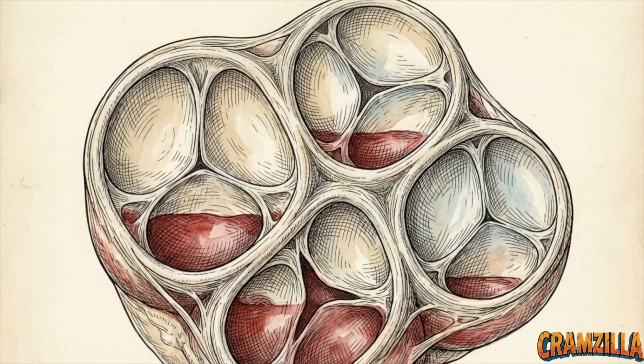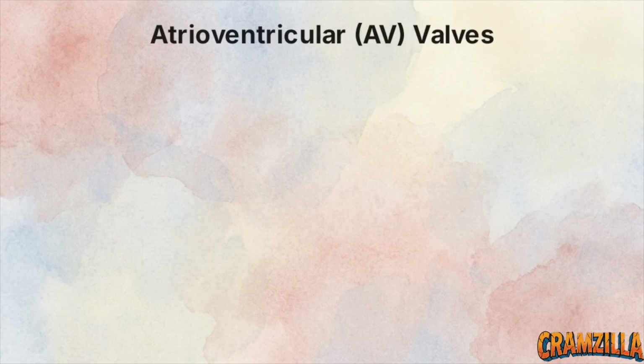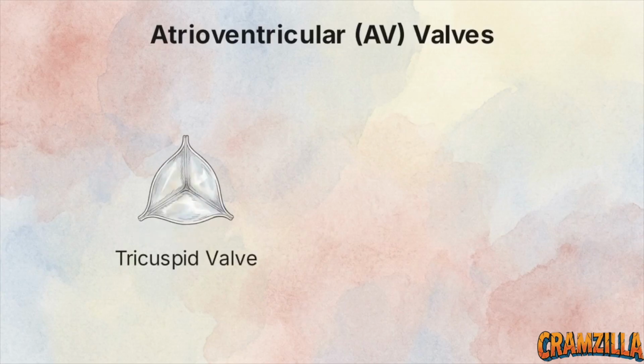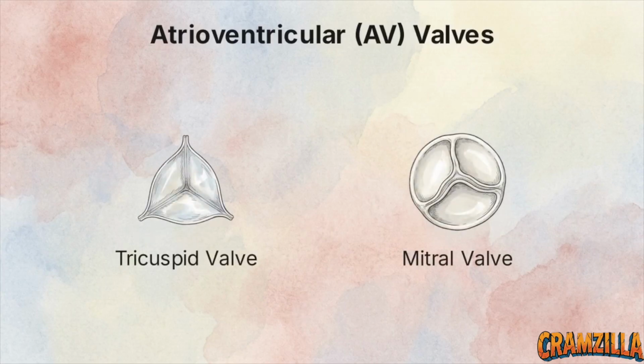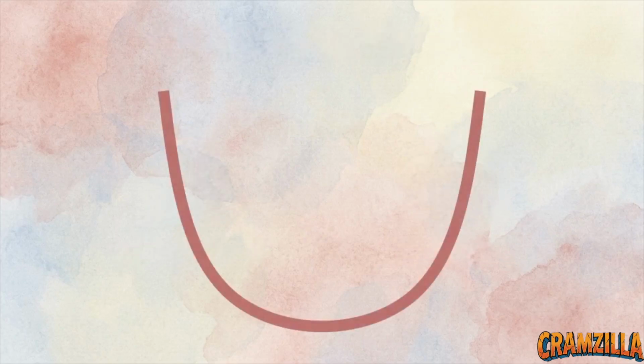This muscular loop is highly efficient, but it relies entirely on strict one-way traffic control and a rigid structural framework to endure the cyclical pressure. To enforce one-way flow during the violent contraction of systole, the heart relies on atrioventricular, or AV valves, the tricuspid on the right and the mitral on the left. These valves require specialized structural reinforcement.